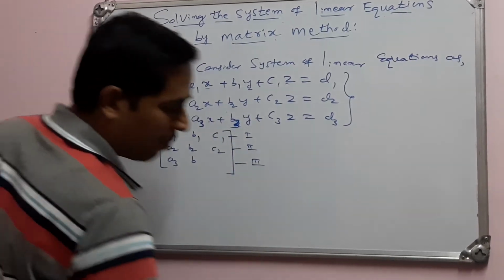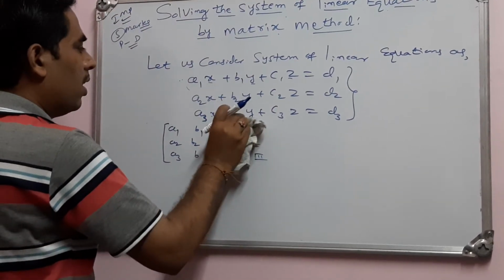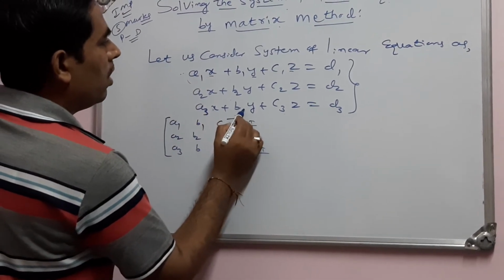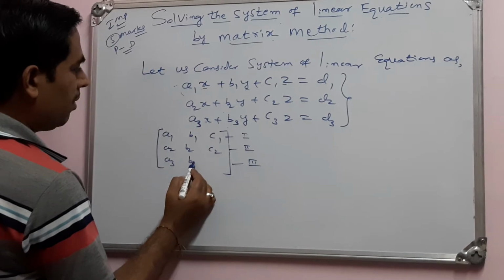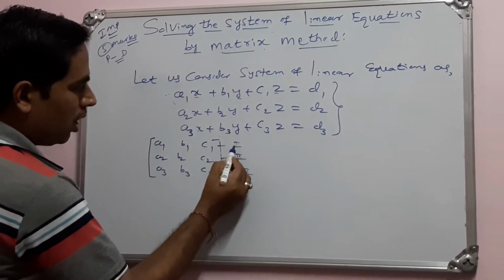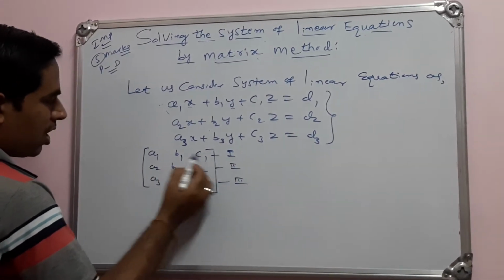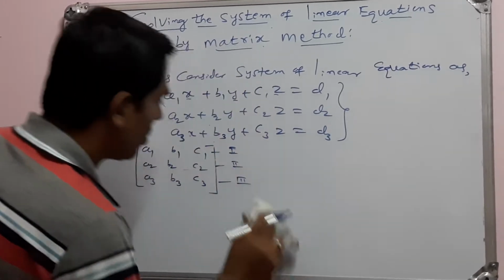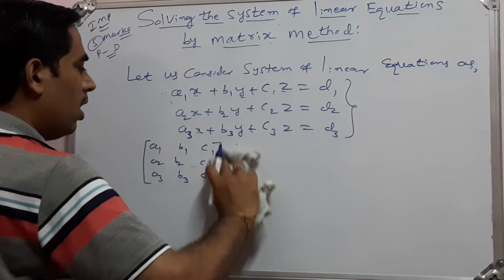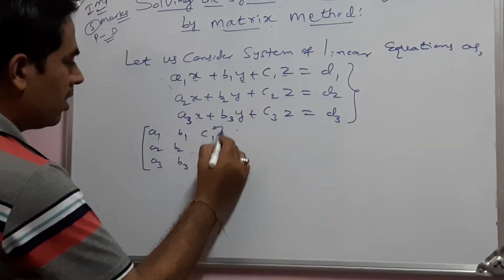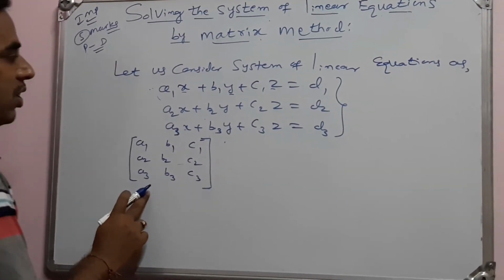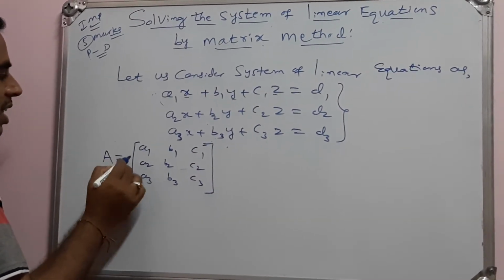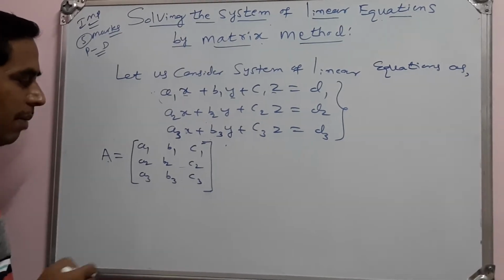This is b3. So a3, b3, c3. These are the coefficients related to the first, second and third equations, and we can write them in the form of a matrix. The first matrix is the coefficient matrix. Let me denote it by the capital letter A.